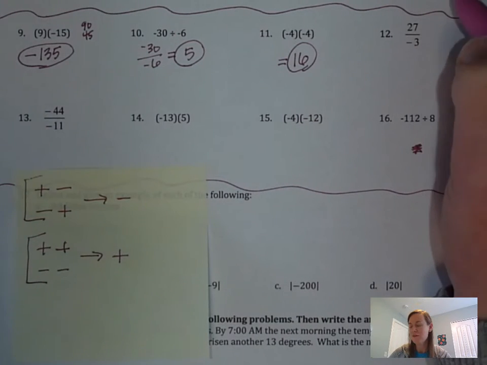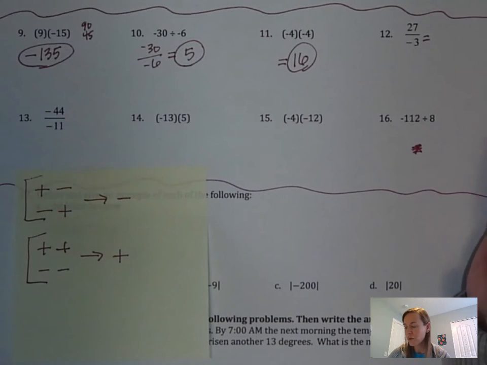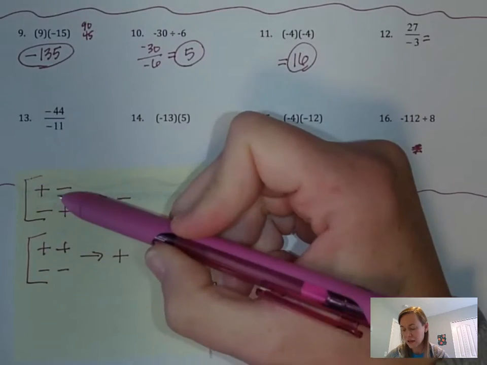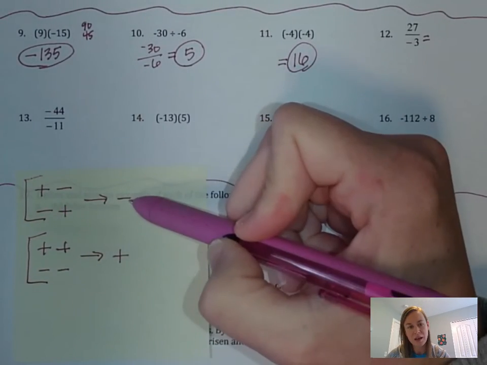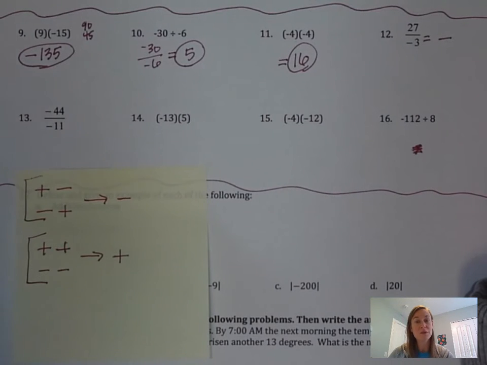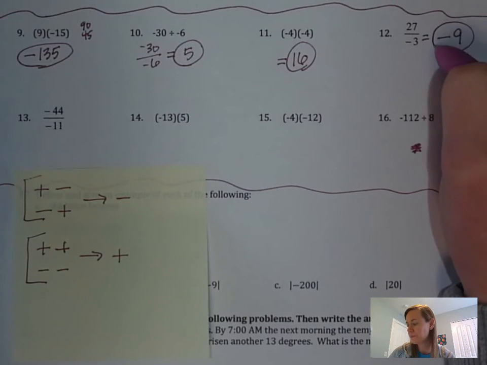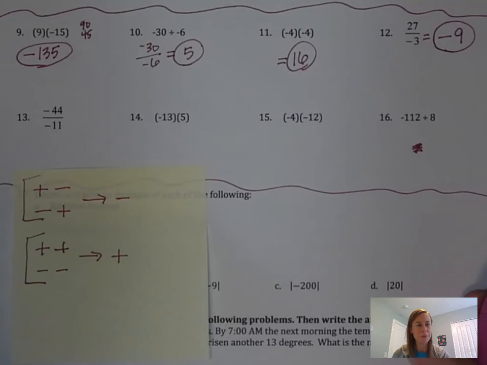Let's look at number 12. We have 27 divided by negative 3. Looking at our rules, we have a positive divided by a negative, so it looks like it's going to be a negative again. Let's go ahead and write our negative. Now let's think about the numbers. What is 27 divided by 3? It's going to be 9. Excellent. Okay, let's keep going.